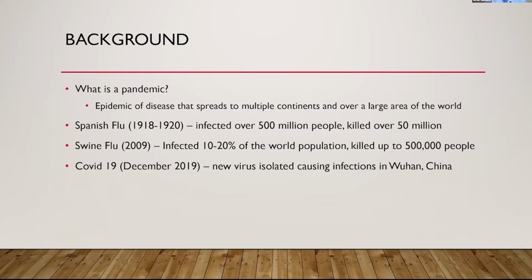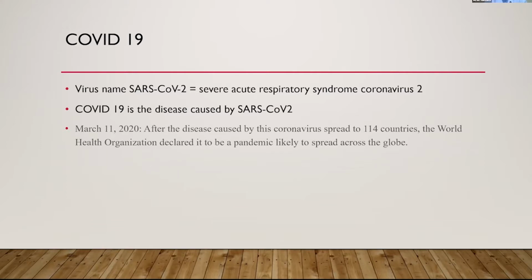Swine flu, which we did encounter just about 11 or 12 years ago, infected up to 20% of the world's population. It really did not kill as much as COVID-19, and that's why some of us don't remember it as a very deadly virus, but there were still 500,000 people that died from that. And then in December 2019, there was a virus isolated in Wuhan, China, that was causing a mysterious respiratory illness, and within a couple of months it spread to multiple parts of the world. And that's really where the World Health Organization declared a pandemic last March.